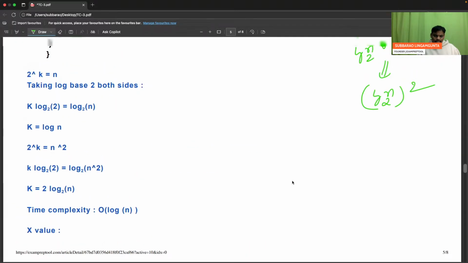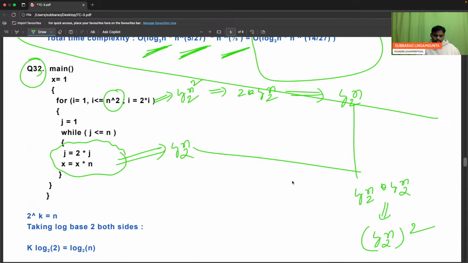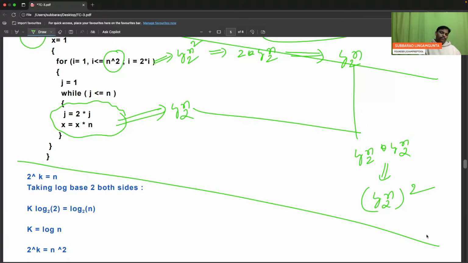Let me check what exactly the question is. For question number 33, the time complexity is log n base 2 whole square, because the outer one is log n base 2 and the inside also log n base 2. Please check if I have done anything wrong.